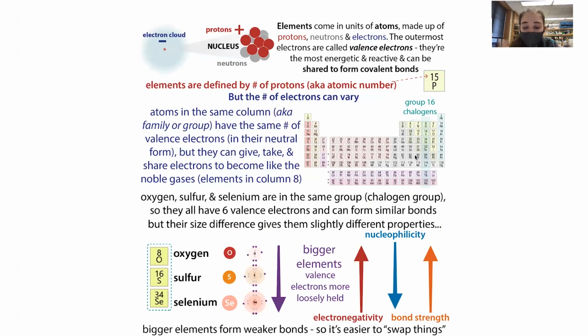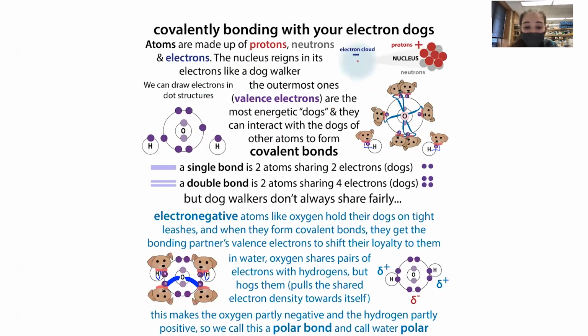However, as you go down the periodic table, you're adding a shell of electrons in between. So you have the same number on the outside, but you have a whole shell inside. And so your atoms are getting bigger, and those valence electrons are getting farther out. When they're farther out, they're farther from the pull of the positively charged protons in the nucleus.